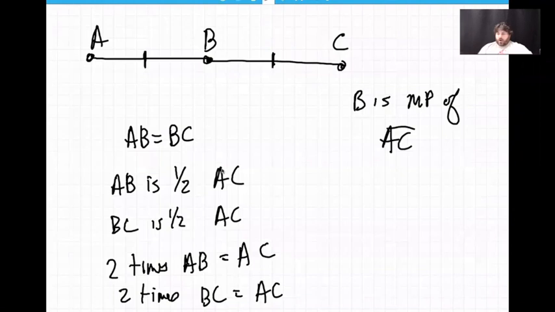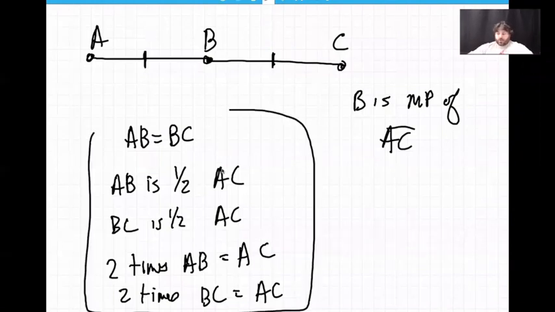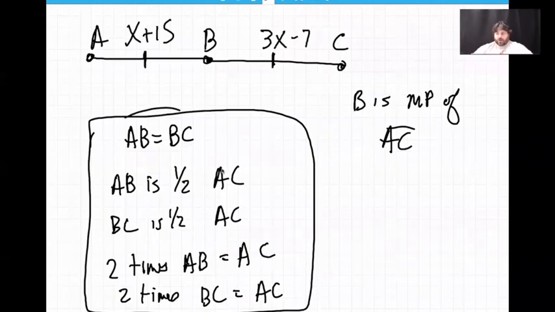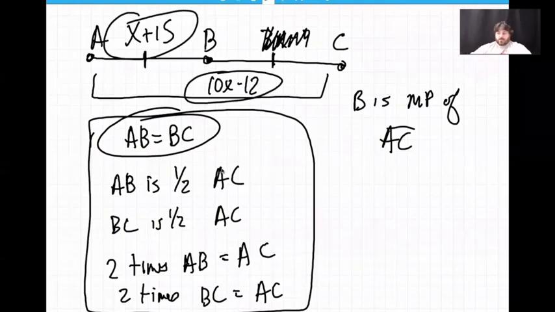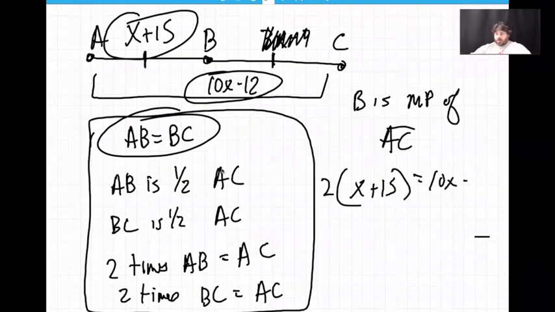Okay? All these things are expected for you to know. They could give you an expression here. This is x plus 15, and this is 3x minus 7. And you say, oh, they're equal. Set them equal, solve for x. Or they could say the whole thing is 10x minus 12, and they don't give you BC, but they just give you AB and this big one. Well, you should go, oh, well, x plus 15 times 2 is equal to the big one.